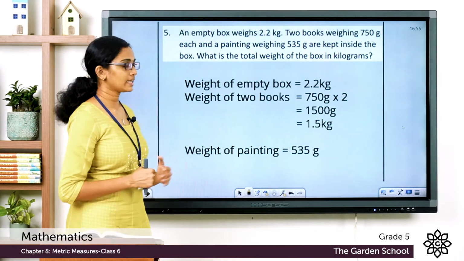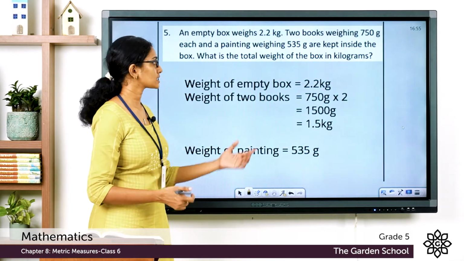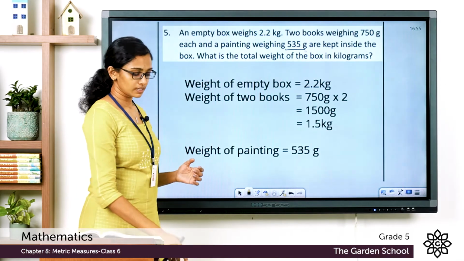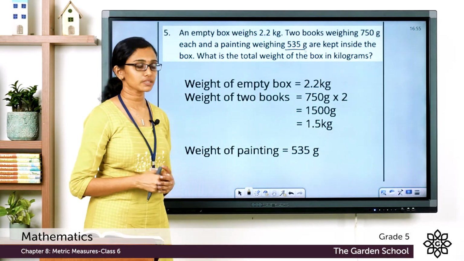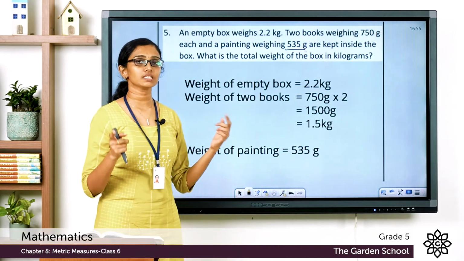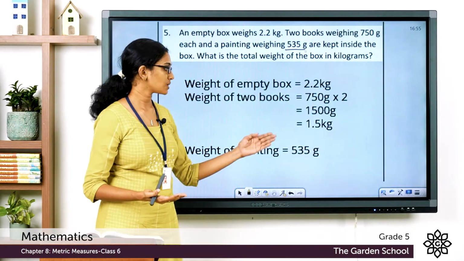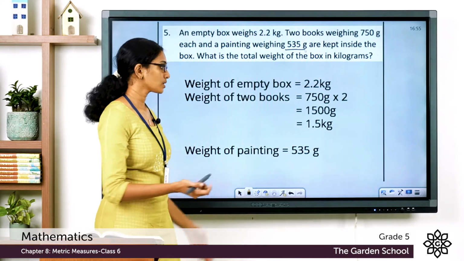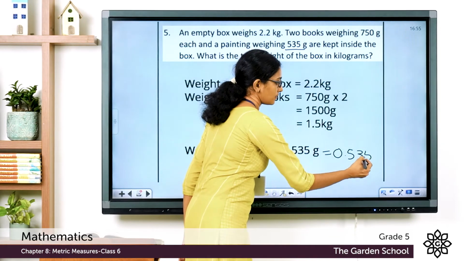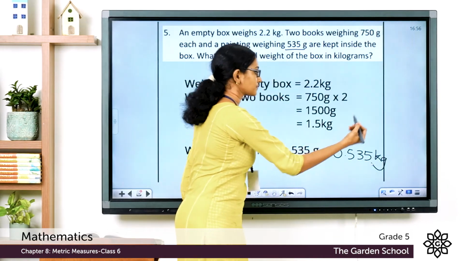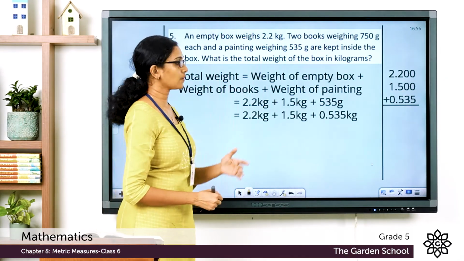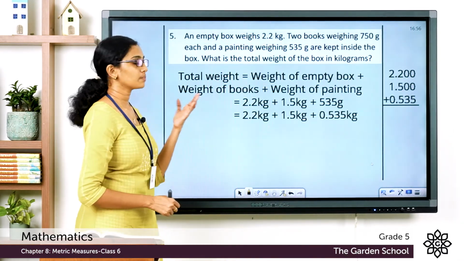Now, weight of painting. What is the weight of the painting? It is equal to 535 gram. Now, how do we change it to kilograms? You have to divide this 535 by 1000 and you get the weight in terms of kilogram. And what is that? It would be equal to 0.535 kilogram.